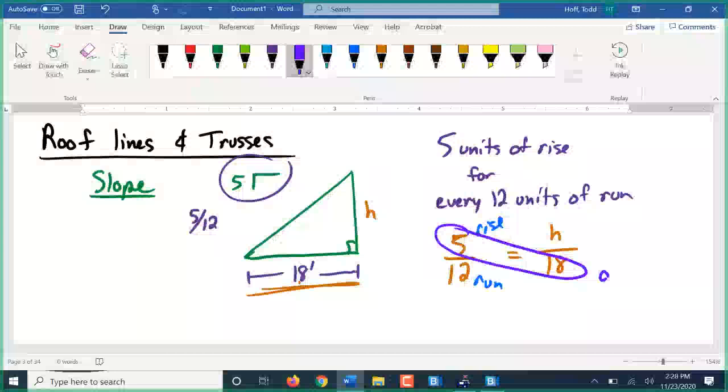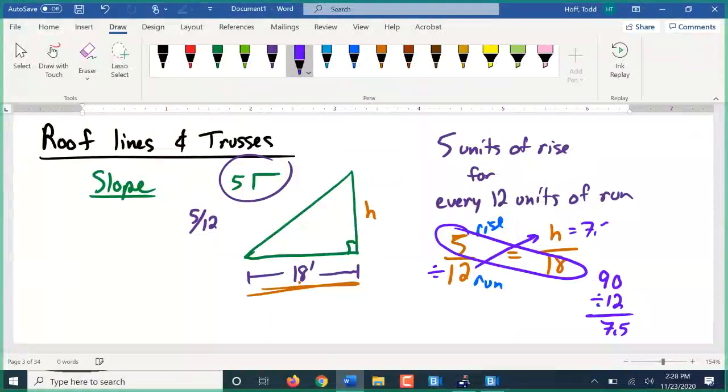5 times 18 is 90. And then we divide by the number that is diagonal with our missing number. So 12 is diagonal with the h, so we're going to divide by 12. That's 7.5 that we get there. We get a height of 7.5. So that's saying our height here is 7.5 feet. 18 was in feet. 7.5 is also in feet. So we can use that to find the rise.